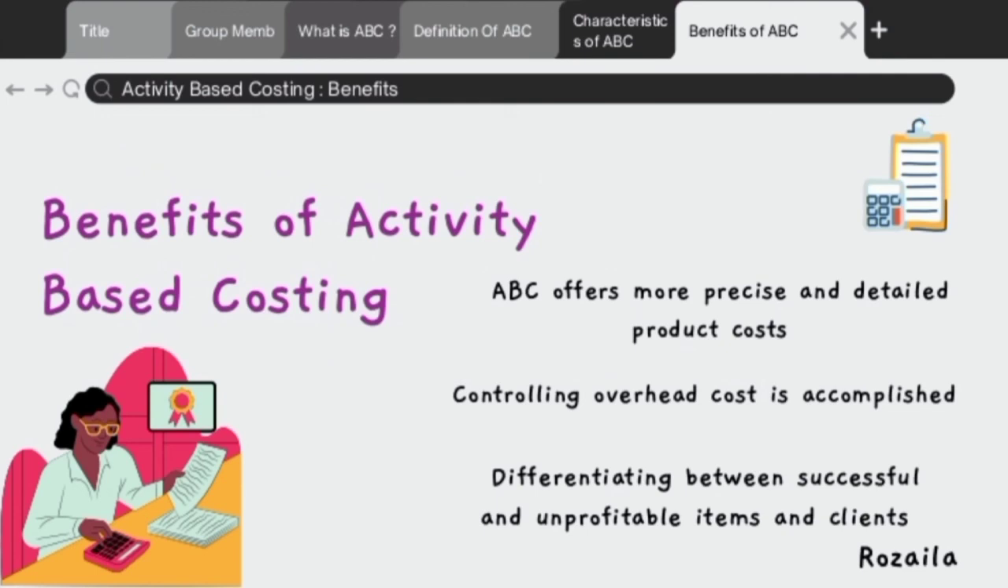The benefits of activity-based costing are: the first one is ABC offers more precise and detailed product costs, which in turn assists management in making price, product line, and market segment decisions. The second one is controlling overhead costs is accomplished by connecting the expenses to the actions or events that drive or cause them. The third one is differentiating between successful and unprofitable items and clients. The managers play an important role in managing these items and clients.